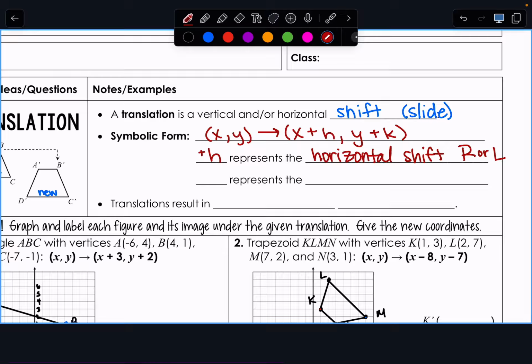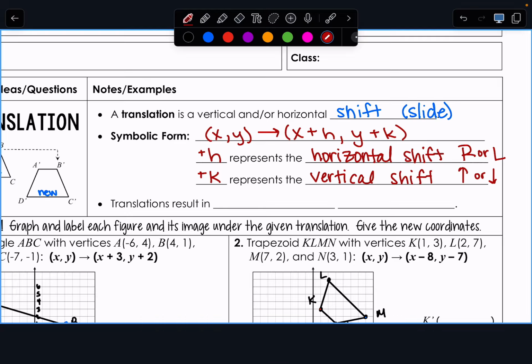So what is that plus K going to represent? Yeah, vertical. Which means we're going to go up or we're going to go down. How do you think we're going to know the difference between left versus right, up versus down? Any thoughts? If it's going to be an adding or subtracting, we'll know if it is left, right, up, down.